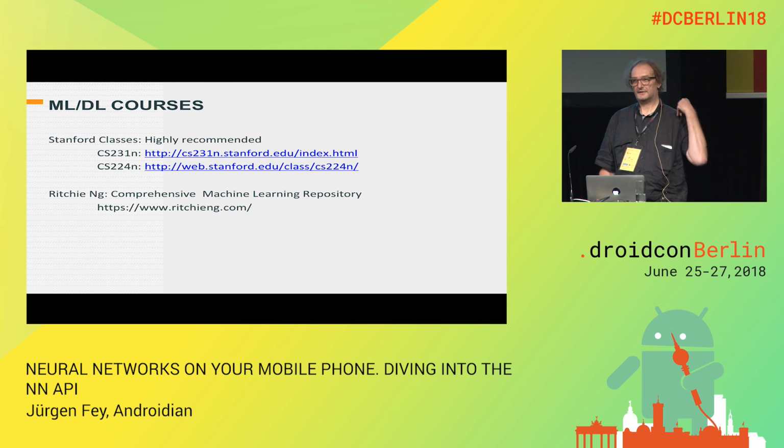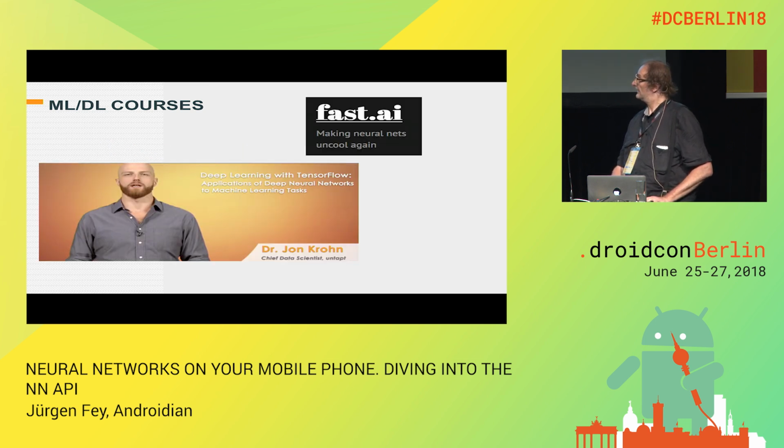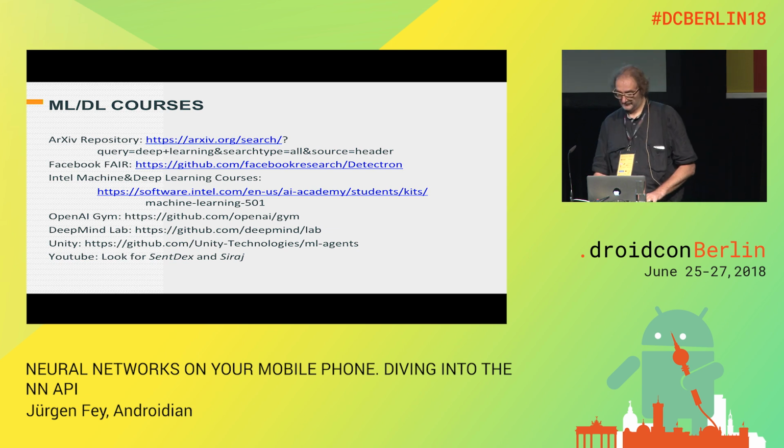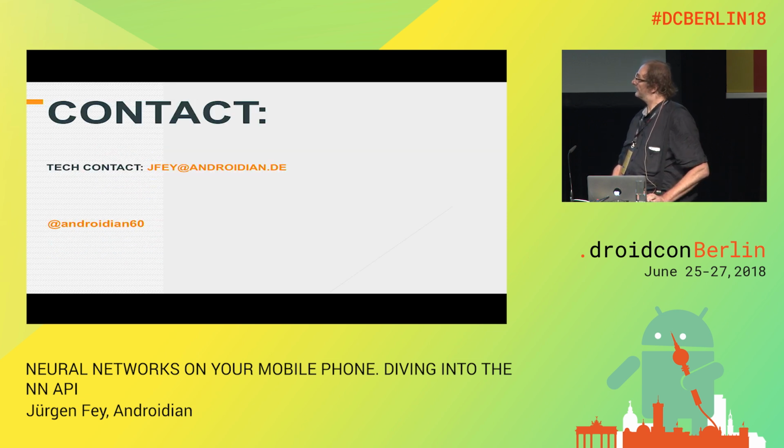And finally, some of the links to get you started with the whole topic. Highly recommended Stanford classes, the video course from Dr. Krohn, Fast AI, obviously. Some more repos. And interesting, for example, Facebook FAIR, Facebook AI Research, the Detectron system which helped Facebook to find persons in each uploaded photo. That project was internal only, but it's open source in 3 months. And it's very interesting to see how they did this. Yeah, and that's it. Thank you.